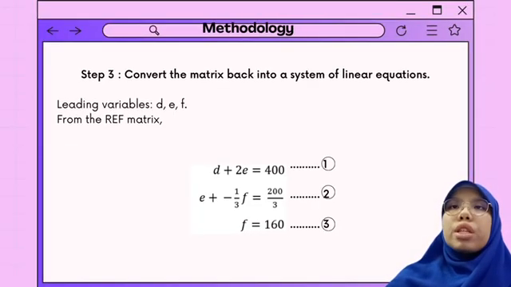Step 3: convert the matrix back into a system of linear equations. We get the leading variables D, E, and F from the REF matrix. The linear equations that we get are: D plus 2E equals 400, equation 1. E plus negative 1 over 3 F equals 200 over 3, equation 2. F equals 160, equation 3.